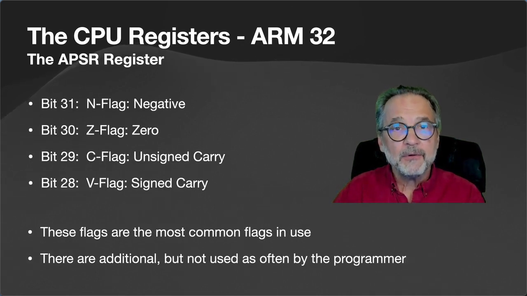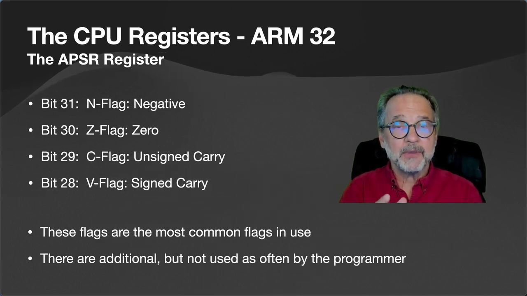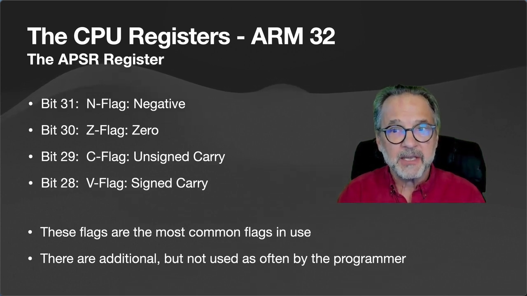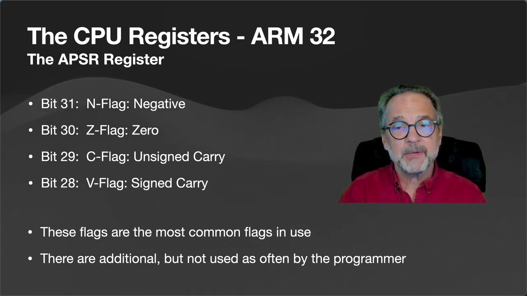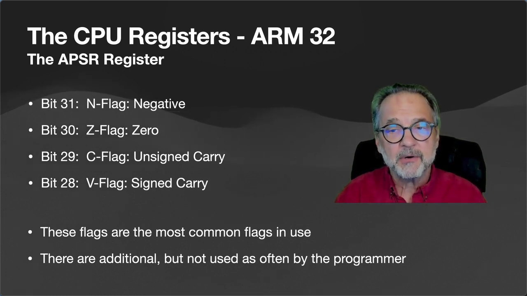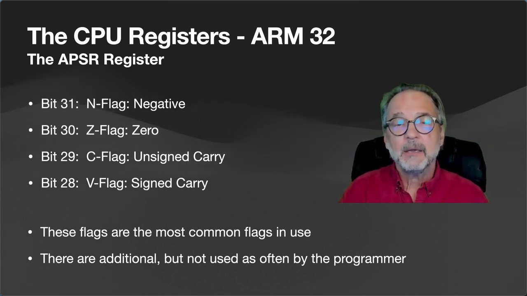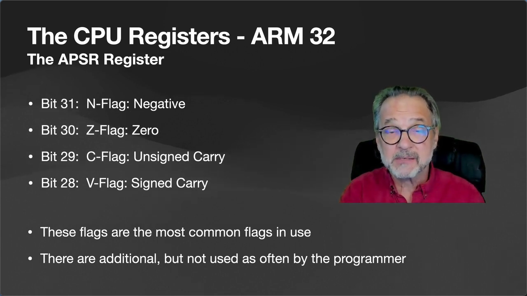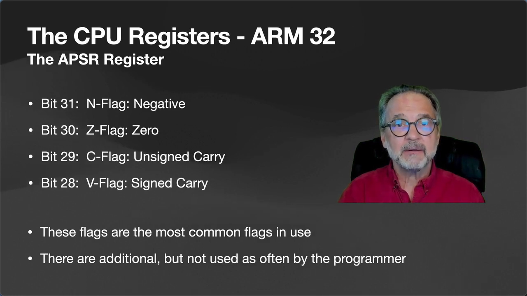The ARM32 APSR register, bit 31. Now remember, the status register is a whole bunch of bits. So bit 31 is the N flag. If an operation resulted in a negative value, the N flag, bit 31, will be turned on. If an operation resulted in a 0 value, bit 30 would be turned on, otherwise turned off. That's the Z flag. If there was an unsigned carry, in other words, if we tried to add something to a register and we actually went outside of those bits, we lost some data, bit 29 would be turned on if it was an unsigned operation.